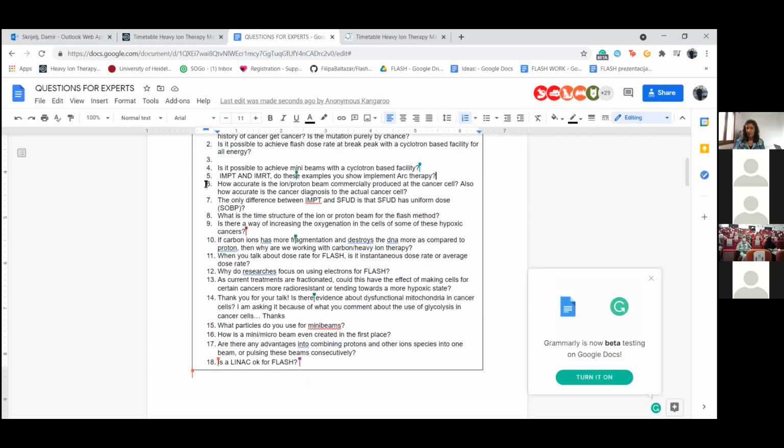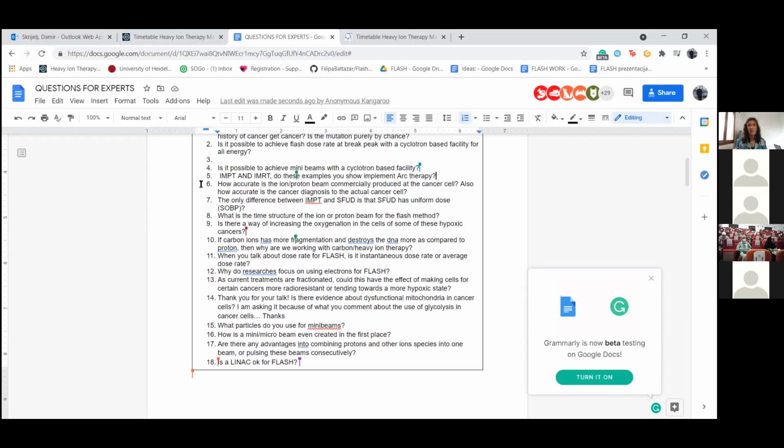So the main difference between SFUD and IMPT is the uniform dose, yes. SFUD always delivers a uniform dose per beam. The reason that is better than IMPT is that it's robust to uncertainties. One big problem of protons is the uncertainties, and that's the very reason sometimes we don't use IMPT. But SFUD is robust to uncertainties, and so that's the advantage.